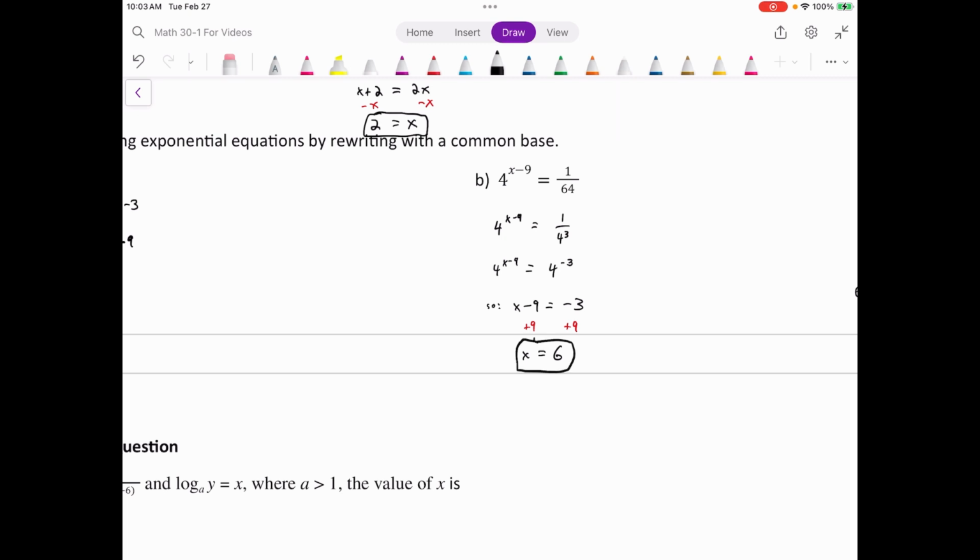And we could verify our answer. 4 to the power of 6 minus 9, well, that's 4 to the negative 3, which, hey, that is 1 over 64, right? So there we go. X is 6.